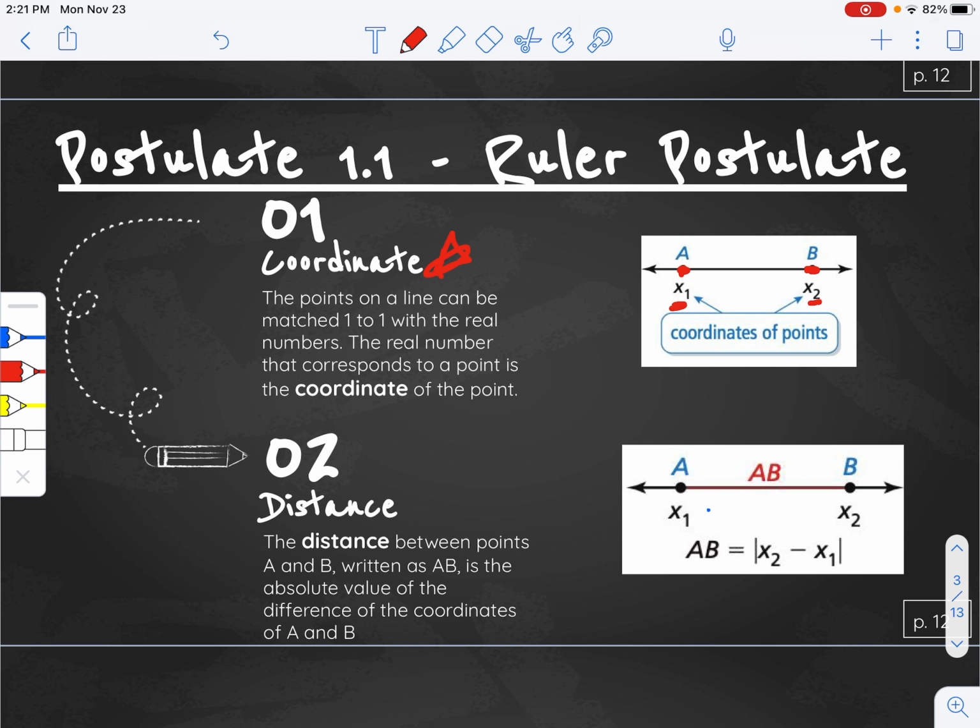Okay? So here, point here, number that corresponds with it, 1. Point here corresponds with it, 2. No big deal. Those are the coordinates of the point. The x1, x2 are just to make it a little more complicated because that's how we like to do things in math.